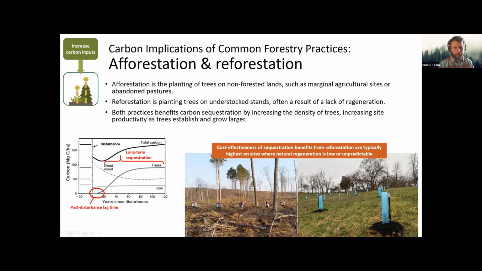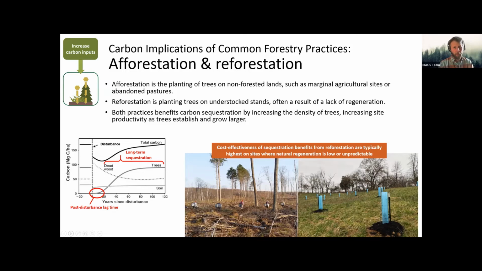Maybe it was following a disturbance, and in particular, thinking about wildfire and wildfire impacts. Those soil conditions that might result from wildfire in certain places like the West may make regeneration more challenging. And so we might need to think about active planting to reduce that lag time following the disturbance, and kickstart sequestration more quickly, and really get us on that trajectory of carbon accrual in the ecosystem.